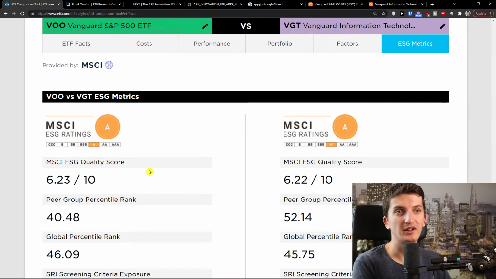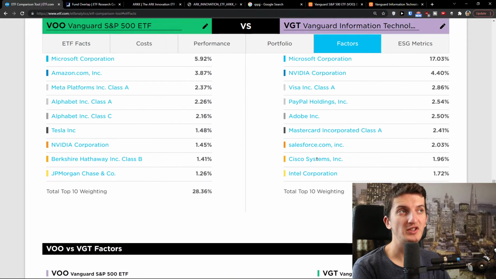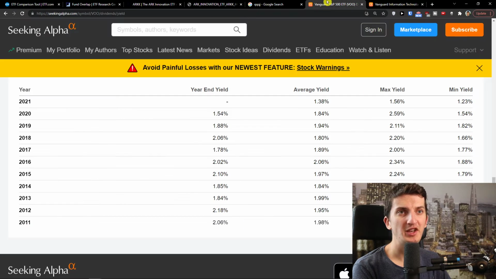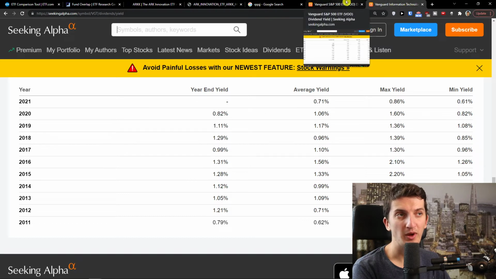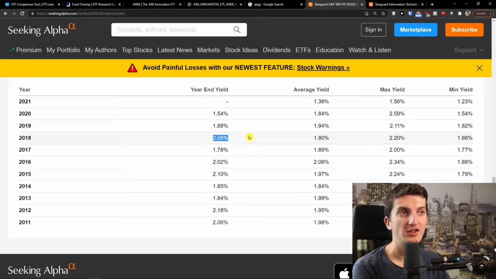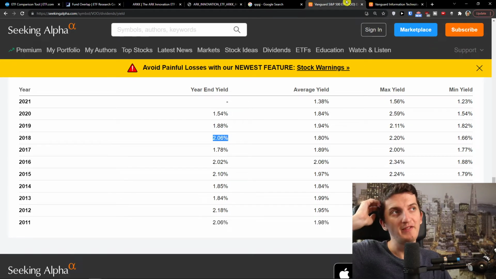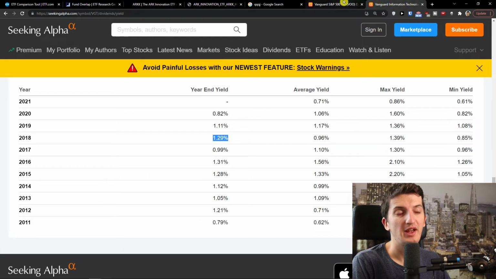Now, when we come here, quality score 6.23, compared to 6.22 on the VGT side. Now, when we compare also the dividend yield, VOO is dominating VGT. VOO 1.54 compared to 0.82, 1.88 compared to 1.11, 2.06 compared to 1.29. So you can clearly see that the difference is huge here. And this is something that is also crucial.